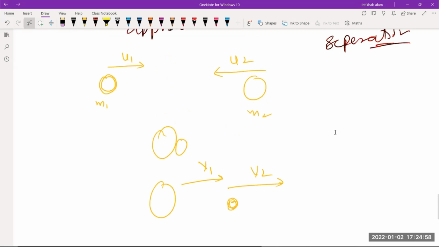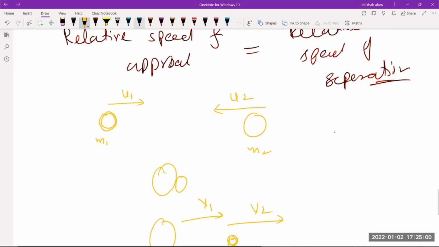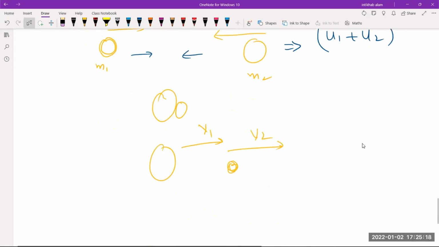Now, if I talk about the relative speed of approach, here I apply the relative speed, because before collision they are approaching towards each other. Here you can see both velocities are in opposite directions, so they will be added. So it would be u1 plus u2. This is the relative speed. And here they are going in the same direction, so it would be v1 minus v2 for the separation.